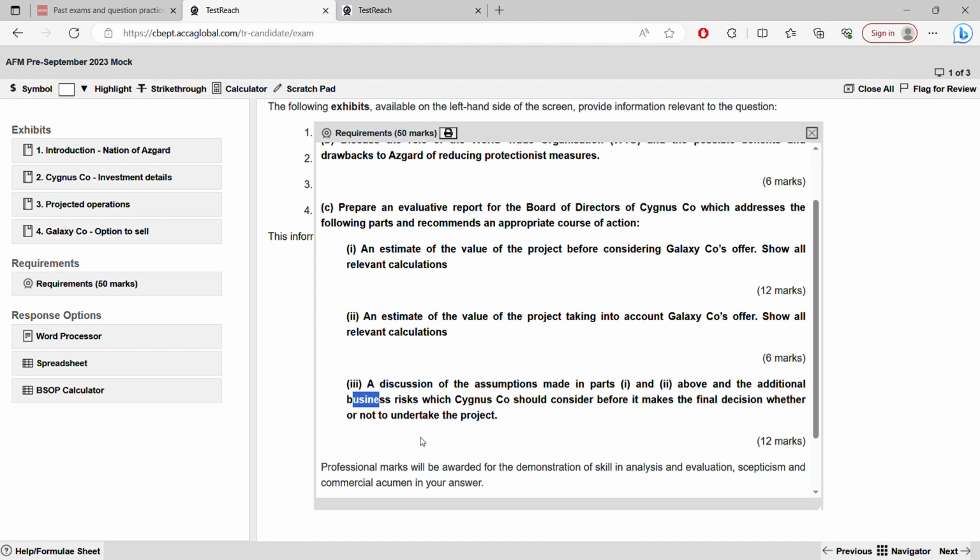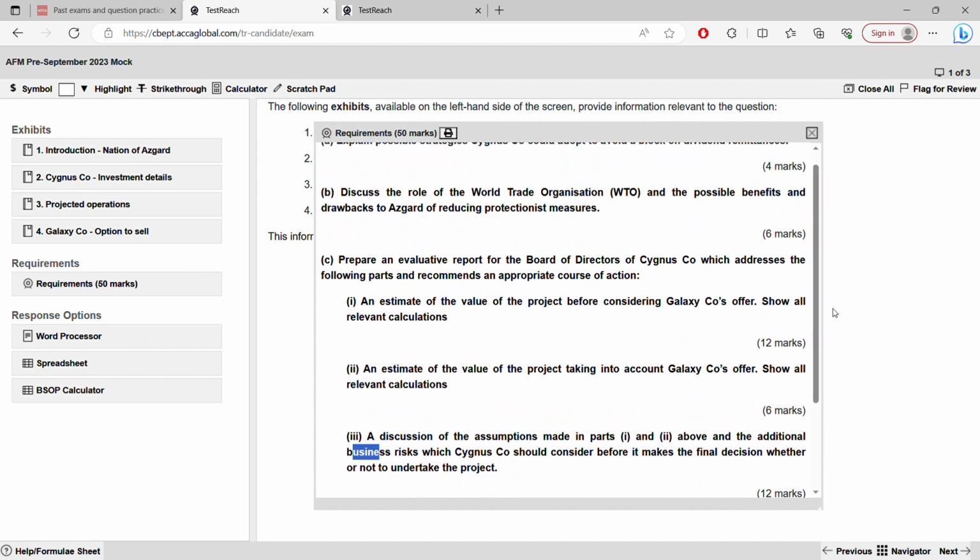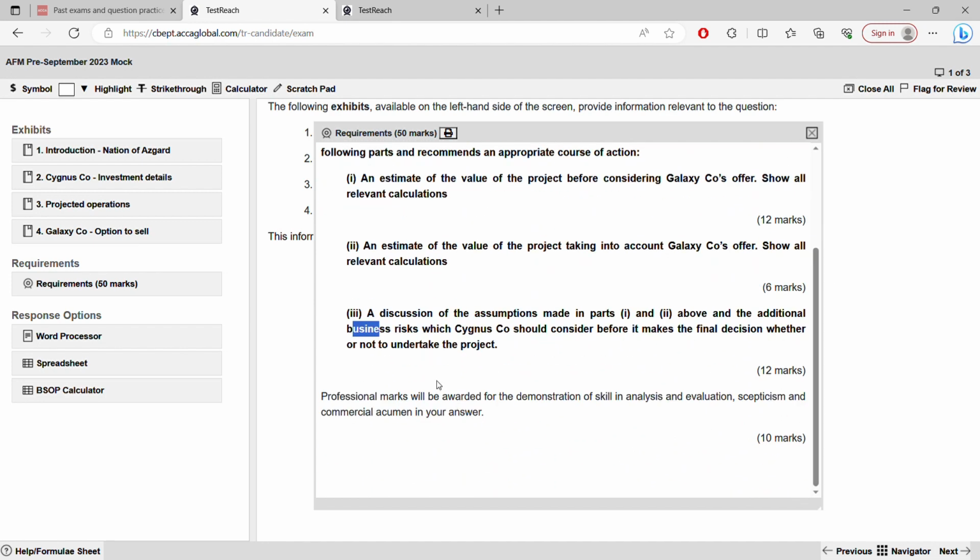And professional skill marks for analysis, evaluation, skepticism, commercial acumen. That I'm going to show you while we are writing. There is no additional thing that you have to write for these professional skill marks. No, no, no. You will get this while writing your answer. For example, if you're writing in the report format, if you're using the correct tone, if you're questioning, challenging assumptions, if you're using evidence from all the exhibits, you will get the professional skill marks.